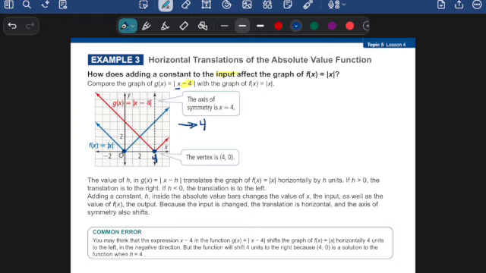Now what's happened to the axis of symmetry? The axis of symmetry has shifted now because we're changing the input. We're changing the vertex itself. So now the axis of symmetry is going to be where that vertex is, where that shift is happening.